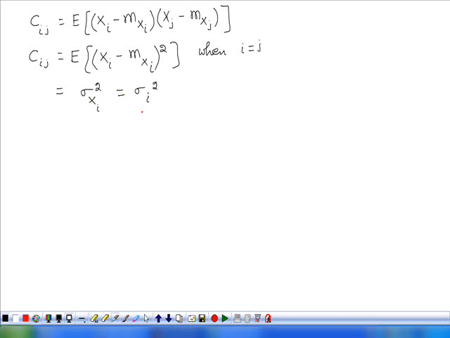That is, the variance of x1 is sigma 1 square, the variance of x2 is sigma 2 square, and the variance of xn is sigma n square. Follow?